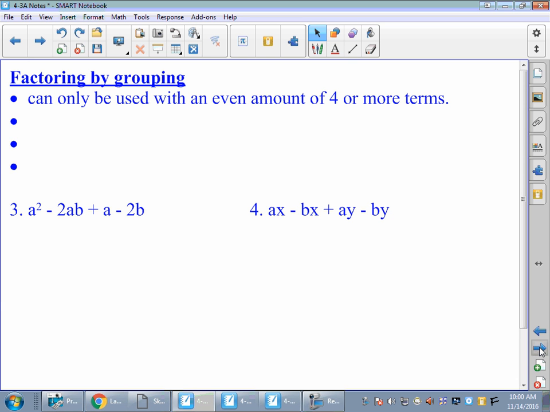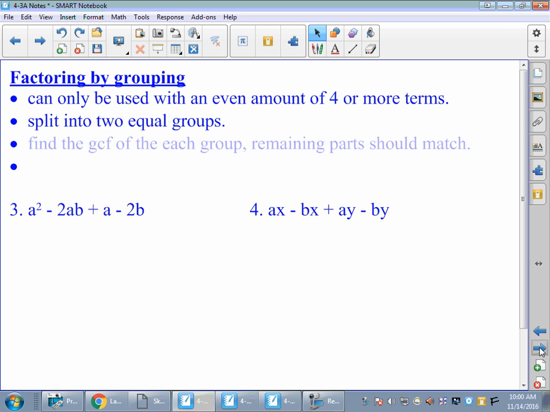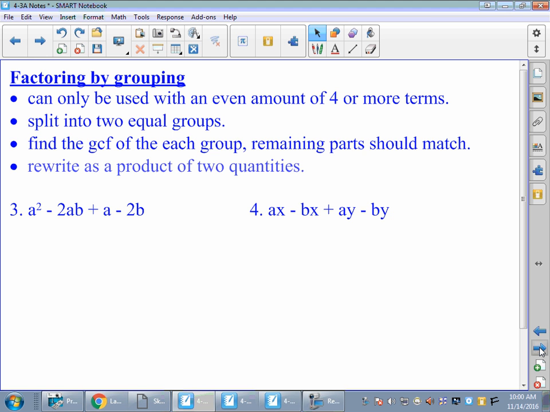So if I split this 4-termed polynomial into 2 groups, there'd be 2 terms in one group and 2 terms in the other. So that's when you use grouping. You split it into 2 equal groups, and then you find the GCF of each group. So you factor out a greatest common factor between the 2 terms and then the other 2 terms, and the remaining parts should match. And then you rewrite it as a product of 2 quantities.